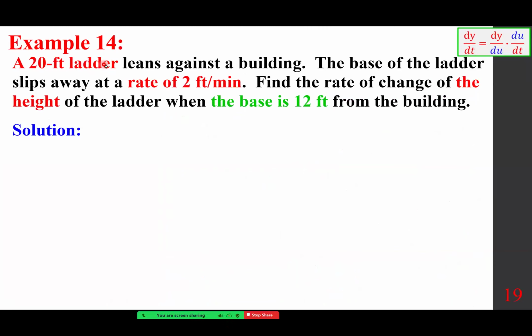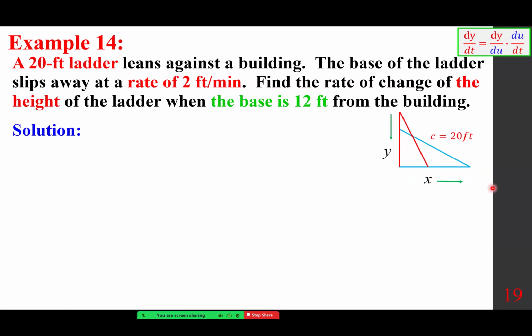A 20-foot ladder leans against the building. The base of the ladder slips away at the rate of 2 feet per minute. Find the rate of change of the height of the ladder when the base is 12 feet from the building. Here's the setting, here's the drawing. So here's the building or the wall. Here's the ladder. It's moving this way, creating this shape, which is a right triangle. And it's coming down this way. The ladder is fixed at 20 feet.